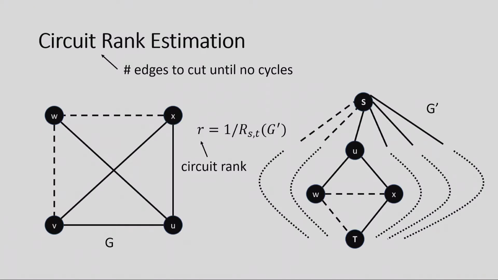I won't explain precisely the relationship between these, but I'll give you an intuitive understanding for why these two quantities are inversely related. If the circuit rank is higher on the initial graph, that means there are more edges that we need to cut until there are no more cycles, which means on the reduction, it's easier to find a graph and an edge that's connected that gives us a path from S to T, which means that the resistance is lower. So that's an intuitive understanding for why these two are inversely related, and of course in the paper we go through a proof about why they are precisely inversely related.